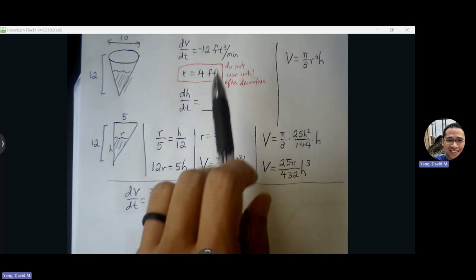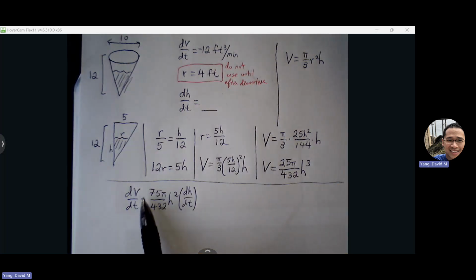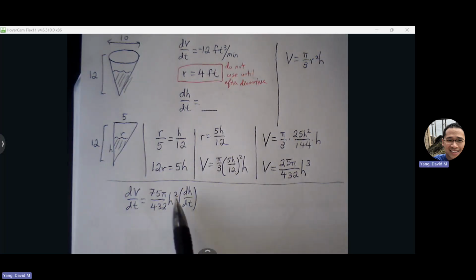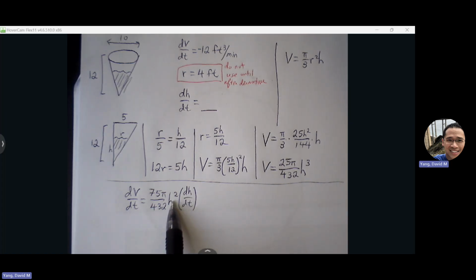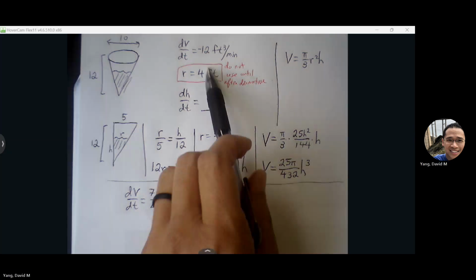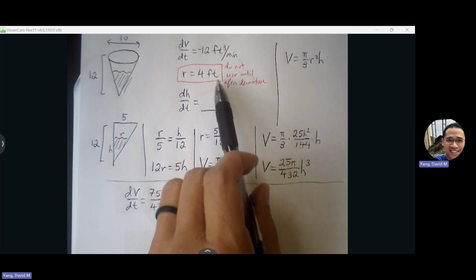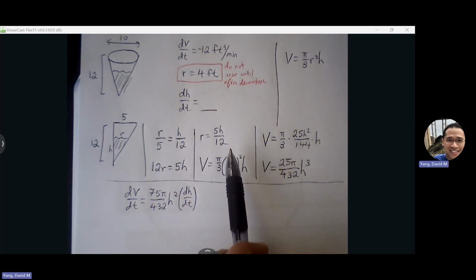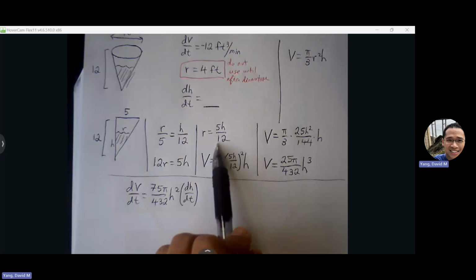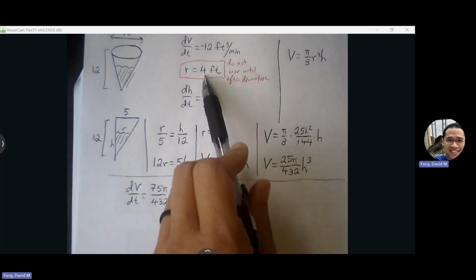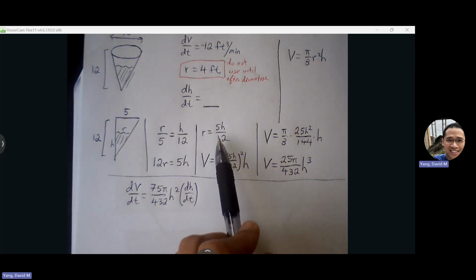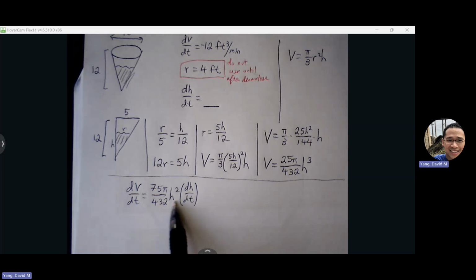So let's look at what we have here. We have dV/dt to plug in. We have the dh/dt variable showing up, but what we don't have is the height of the water level. Now, the problem doesn't give us the height of the water level, but they gave us something related. They gave us the radius, right? So how can we use the radius of the water level to help us get to the height of the water level? We have our relation equation. So I can plug 4 in for r, solve for h. Once I solve for h, then I'm just plugging in the dh/dt.